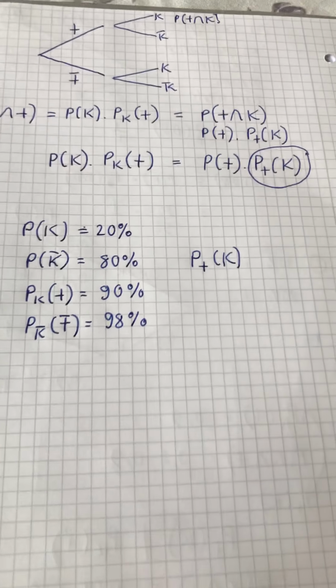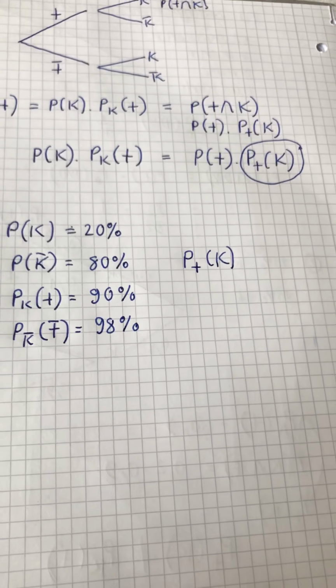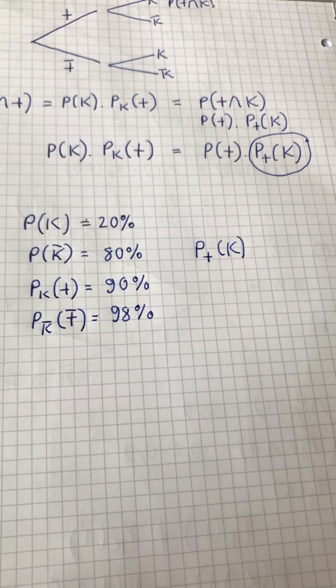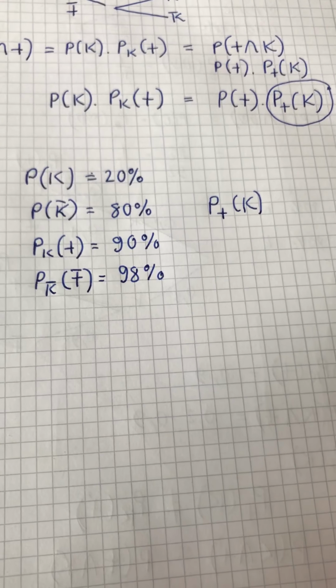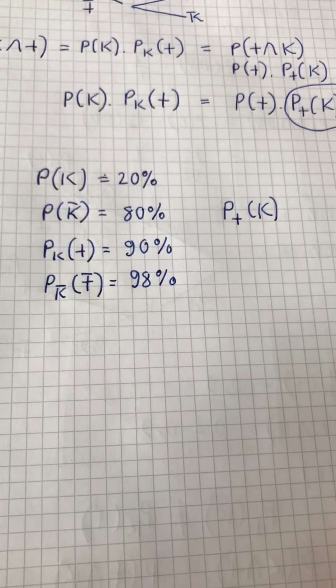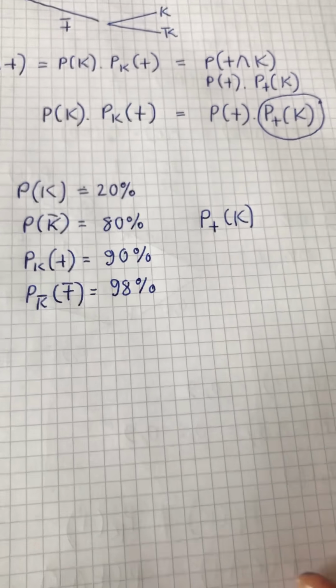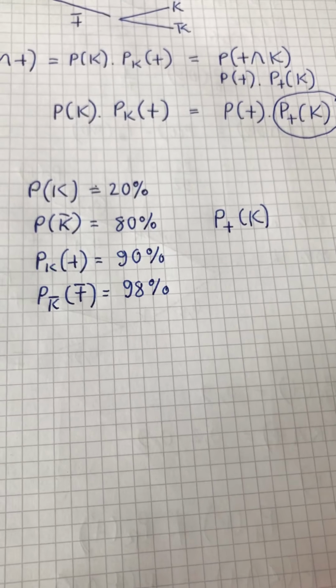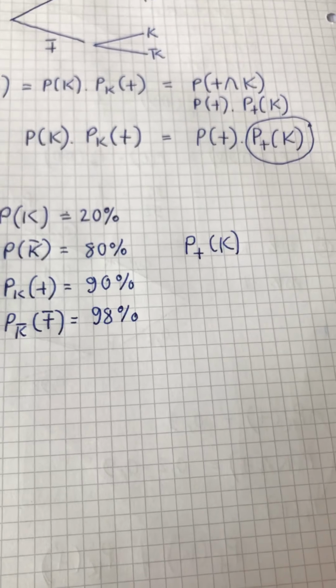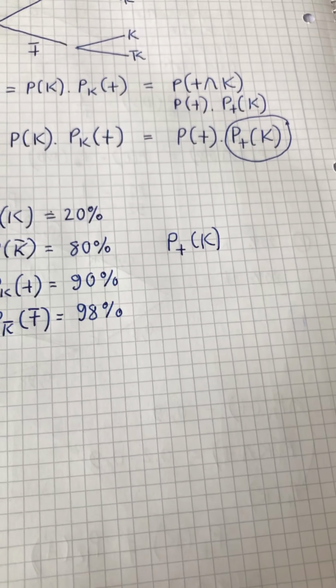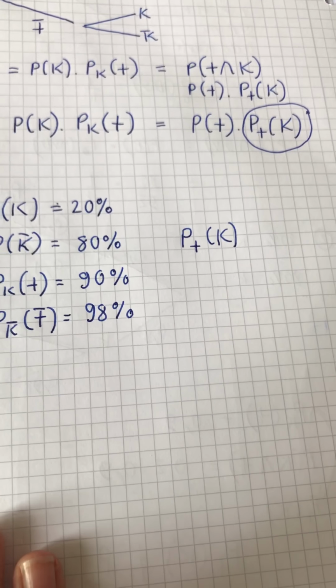In other words, we know the probability that someone is ill, we know the probability that they get a positive result when they're ill, and we know the probability that they get a negative result when they're not ill. What we want to know is if we randomly choose a positive result, what is the probability that the person who got that result is actually sick?